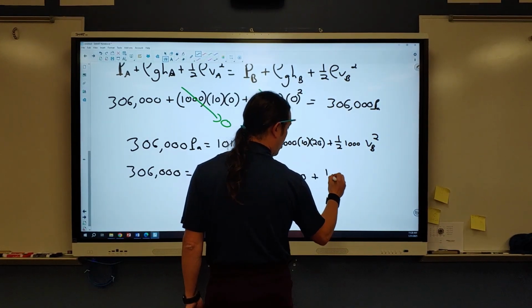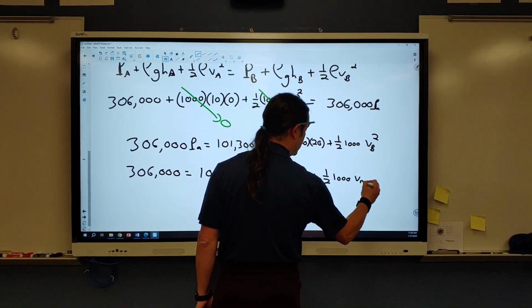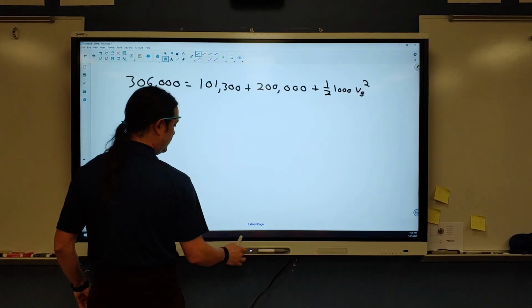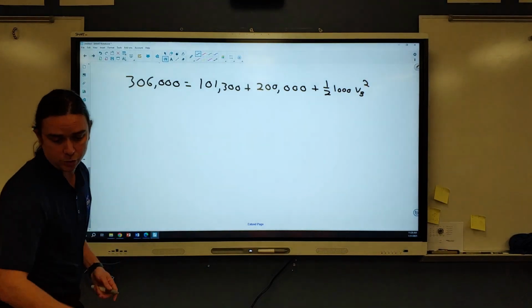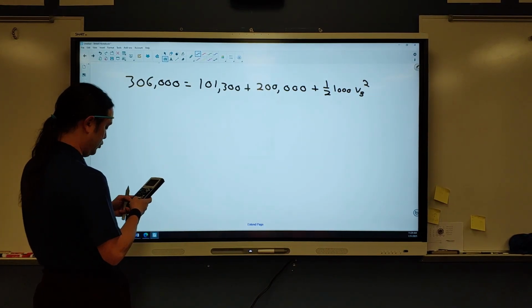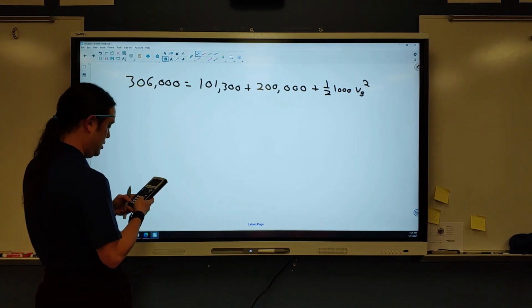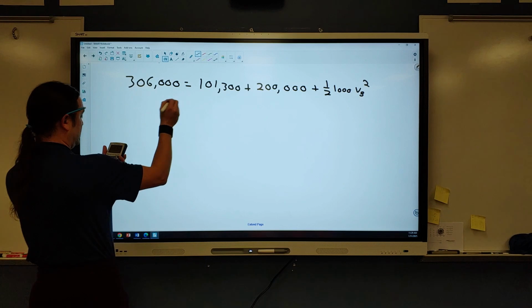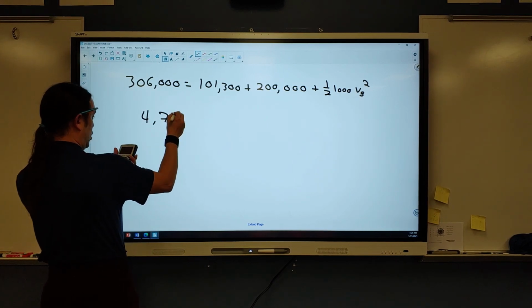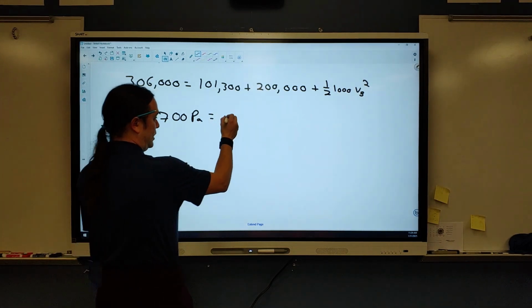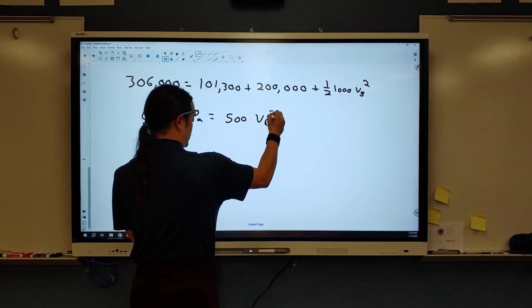Let's see, plus 1/2 1,000 VB squared. So I guess that's 500. But we can move forward with this. Okay, so I'm going to do a little bit of math on this. 306,000 minus 101,300 minus 200,000 equals, so I'm subtracting these over, and I get 306,000 minus all those is a very small 4,700 pascals with the units that we had, equals 500 times VB squared.